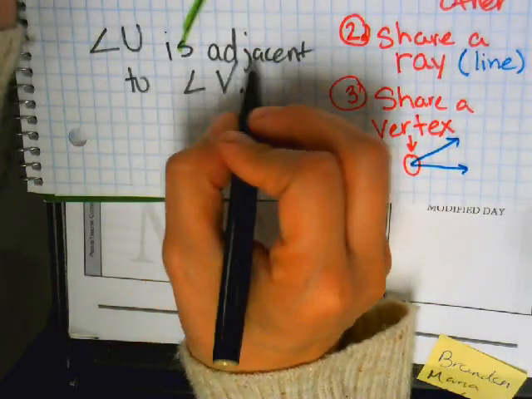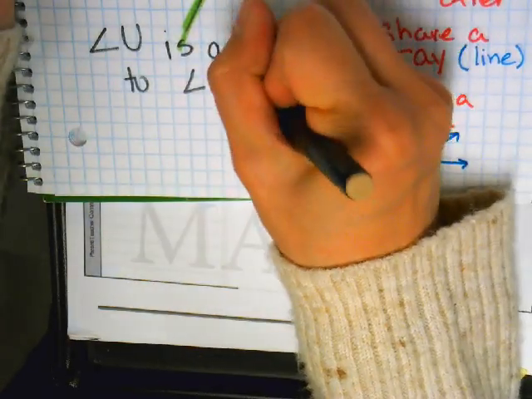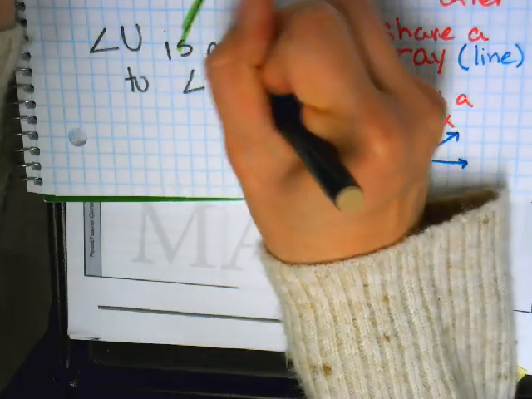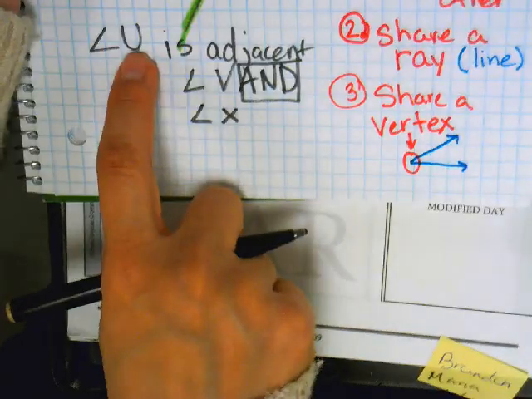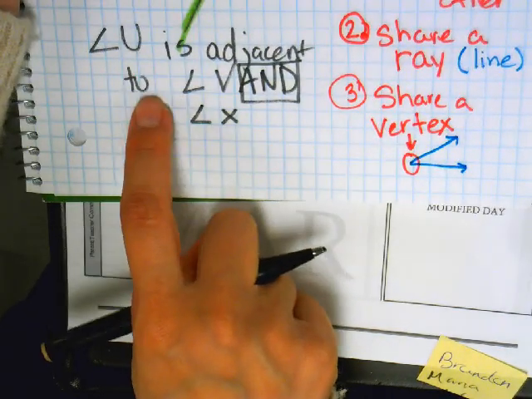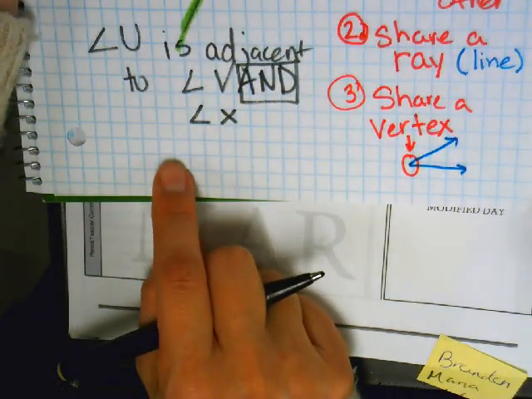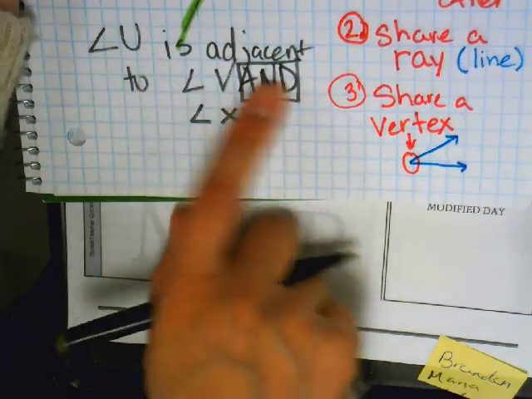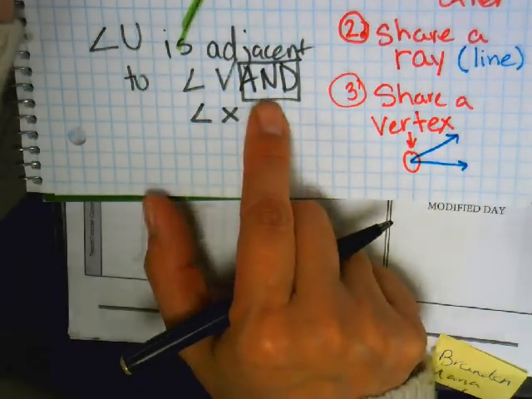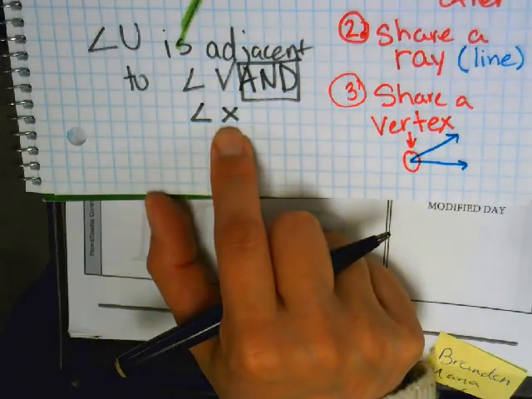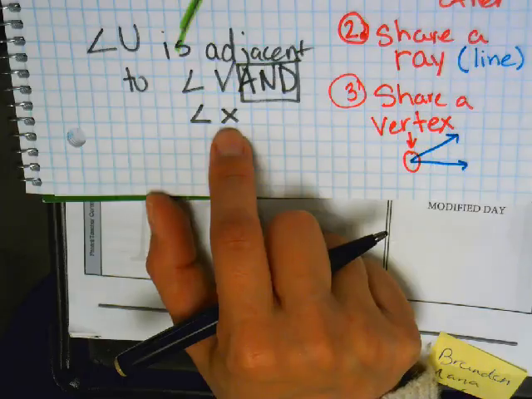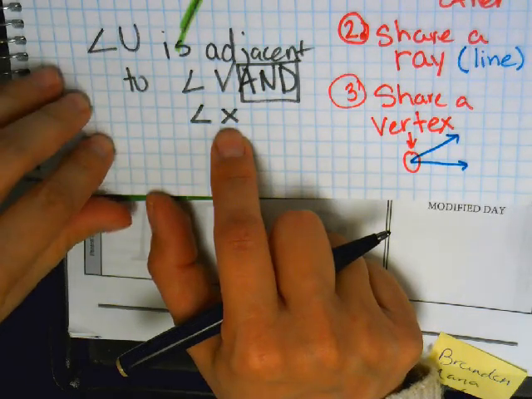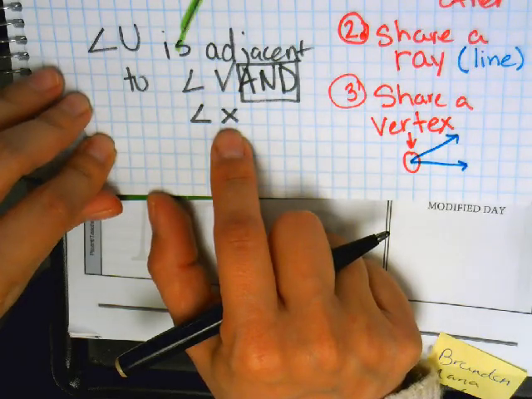Angle U is adjacent to angle V and angle X. Let's write this down. Angle U is adjacent to angle V and angle X. So it's not just only V, it's also X. Okay? Ready?